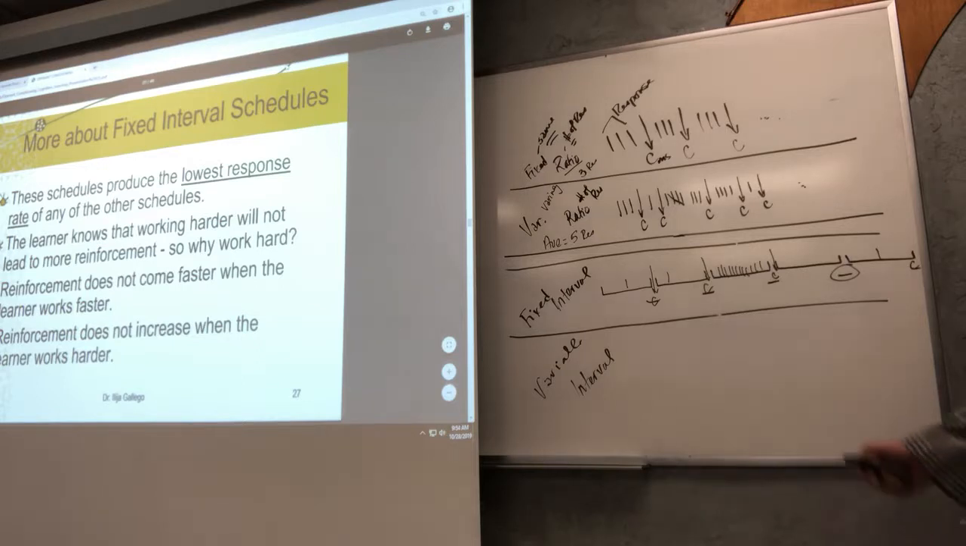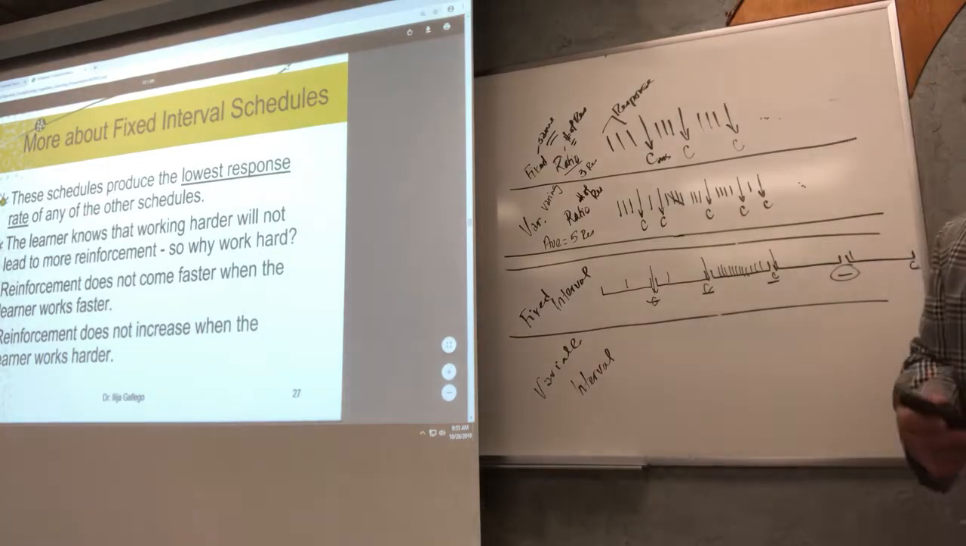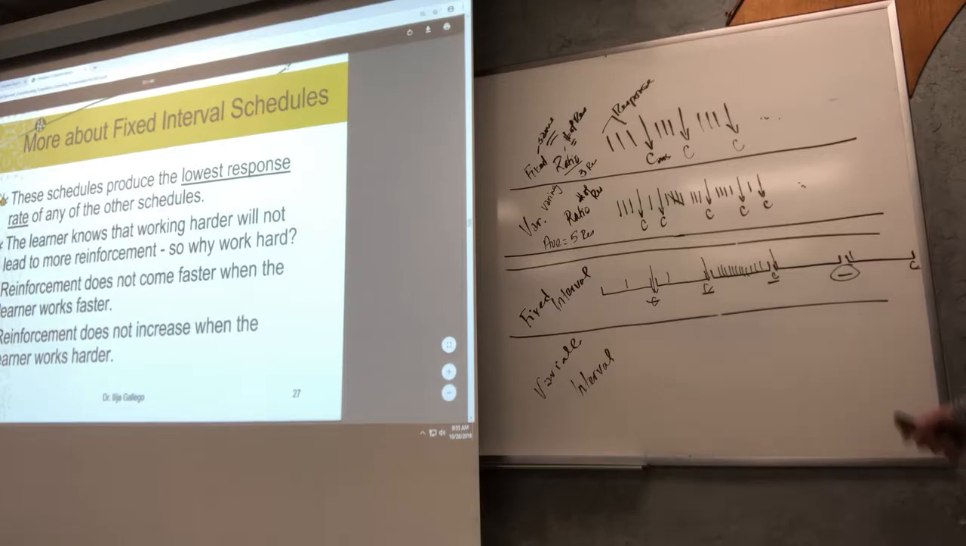So the person realizes, if I work really hard, I'm not going to get anything more, so why should I work hard? The reinforcement doesn't come any faster. If I make this response right away, right when my period starts, I get all my work done, does it matter? No, I still have to wait till the end of the period to get my reinforcement. So the reinforcement doesn't increase when the learner works harder. It doesn't come faster or sooner when the learner works faster. So why bother?